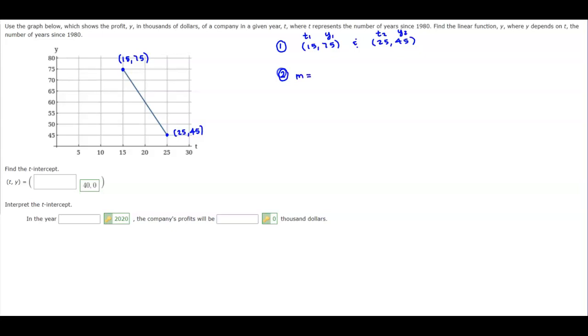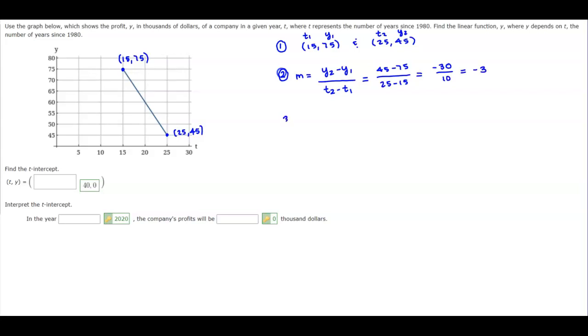So M is going to equal Y2 minus Y1 over T2 minus T1. So we have 45 minus 75 over 25 minus 15. 45 minus 75 is going to give us negative 30. 25 minus 15 is 10. So we get a slope of negative 3.